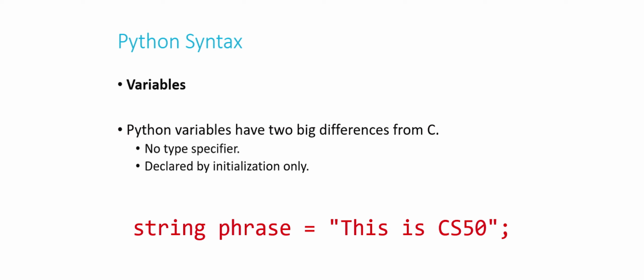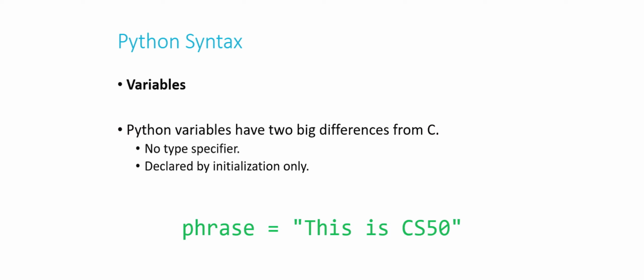Similarly, can we declare the following? String phrase equals "this is CS50." And to do this in C, we would have to pound include the CS50 library, because string is not a native data type in C. But it is in Python. We can just say phrase equals "this is CS50." And in fact, we don't even have to use double quotes. Python actually supports strings with double quotes or single quotes. And this is actually really useful if you need to declare a string that has quotation marks in it.